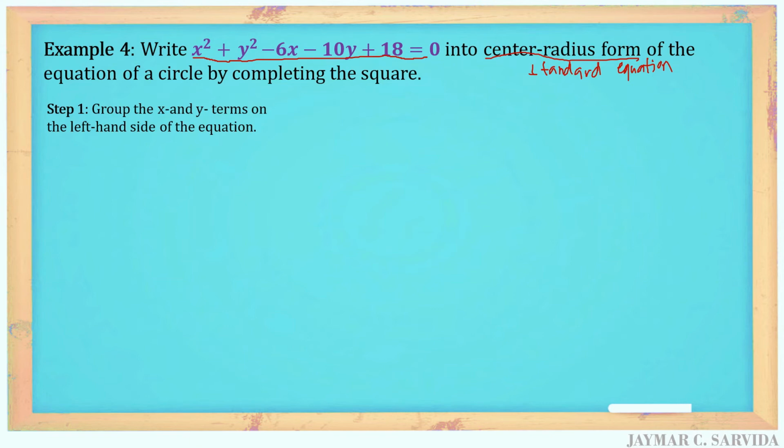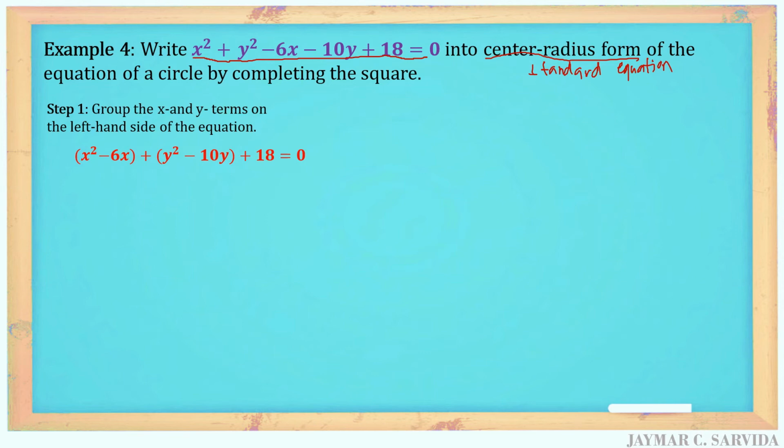Okay, step 1, i-group muna natin yung mga x and y terms on the left-hand side of the equation. So i-group natin yan. Yung x squared at saka negative 6x, magkagrupo sila. Plus yung y squared naman at negative 10y, magkagrupo din. Then, plus 18 equals 0. Okay? So, quantity of x squared minus 6x plus quantity of y squared minus 10y plus 18 equals 0.